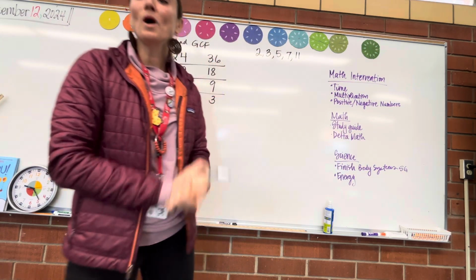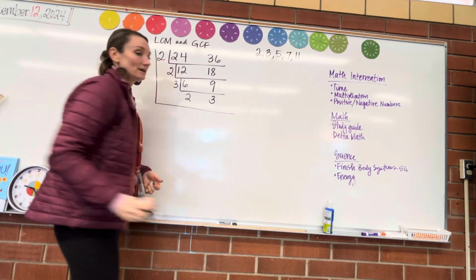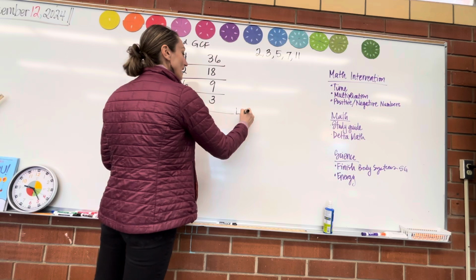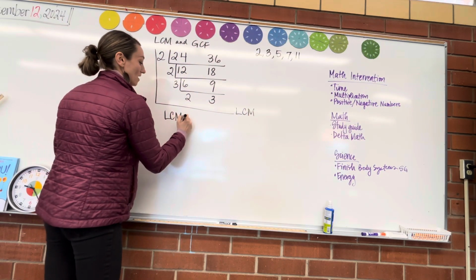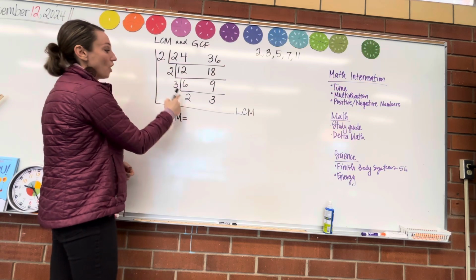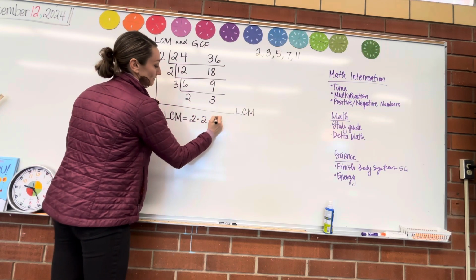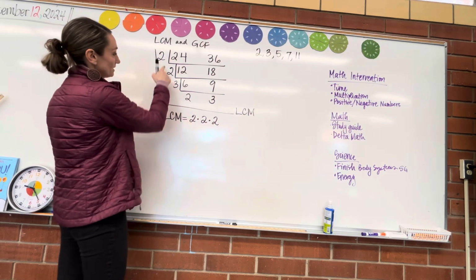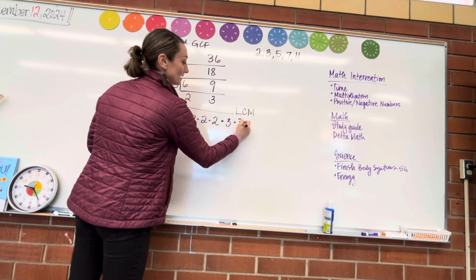So what we're going to do right now is make a cute little L. Do you see this big L? That is what we call our LCM. So we are going to find our LCM by putting together all of the prime numbers that we see. 2 times 2 times 2, because that's 1, 2, 3, times 3 times 3.